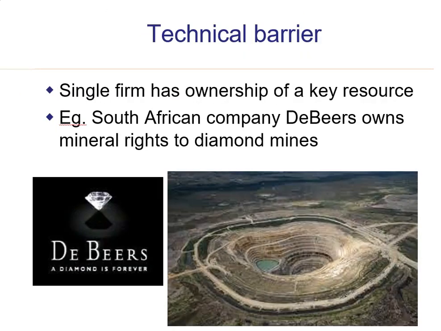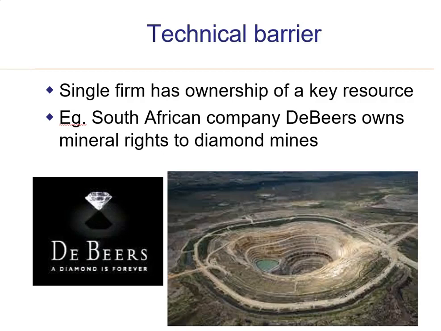There are other ways a firm can get an entry barrier, and that's a technical barrier to entry. For example, if a single firm has ownership of a key resource that you need to enter the market, think of this example in the diamond industry, where the South African company De Beers owns the mineral rights to where diamond mines, where diamonds are located underground. So they have bought all these land rights, and so if I want to start producing diamonds, I need access to the land where diamonds can be mined.